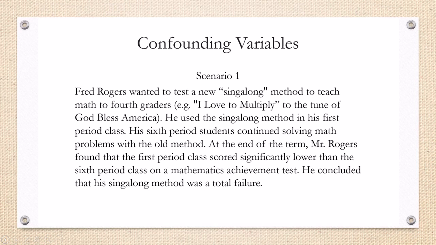If we look at how he assigned students to the sing-along method or the old method, we can see that he confounded this with which class period he was using. So the first period class all got the sing-along method. The sixth period class all got the old method. We can imagine there may be several differences in the class periods, either simply because it is the time of the day, and perhaps people in the sixth period class are more awake in order to do their test, or in terms of the students that are in the class and other things that might happen within the class period.